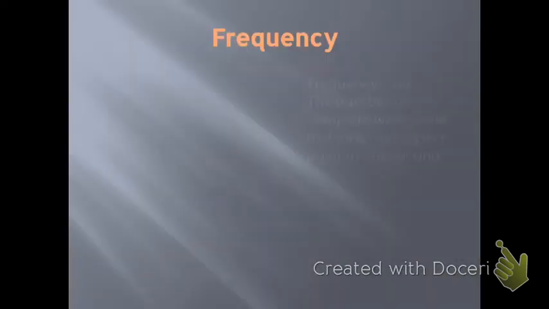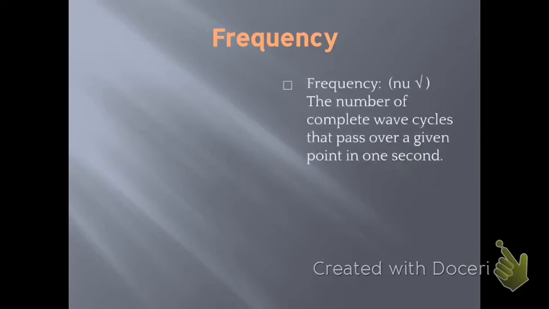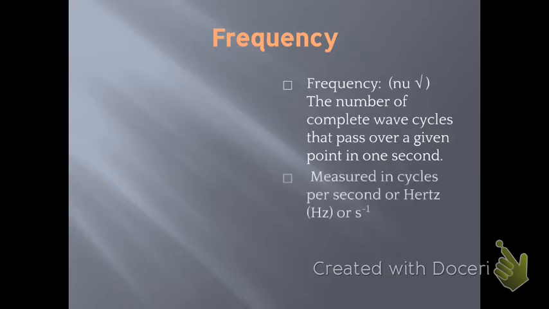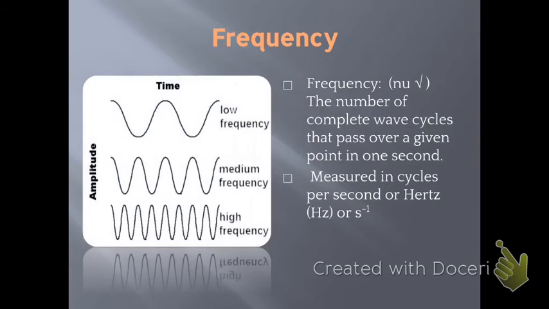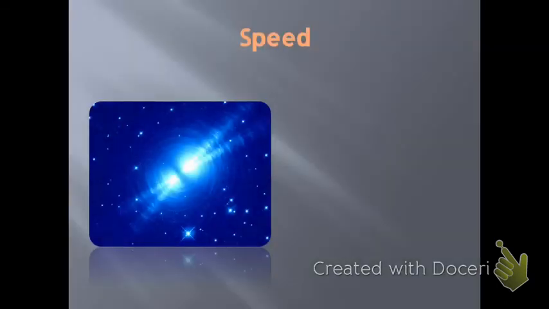Frequency is the next thing. It's the number of wave cycles over a second, so the number of waves per second. Just like we measure wavelength in meters, we measure frequency in Hertz. Hertz is also known as s to the minus 1, which is 1 per second, so it's the number of cycles per second. Here you'll see low frequency, medium frequency, and high frequency.